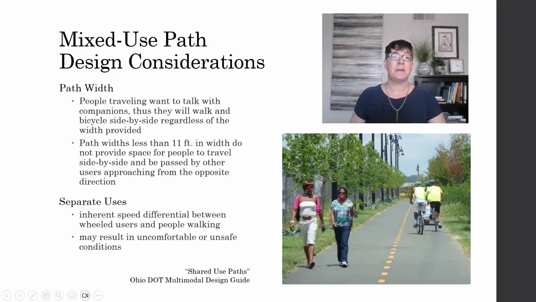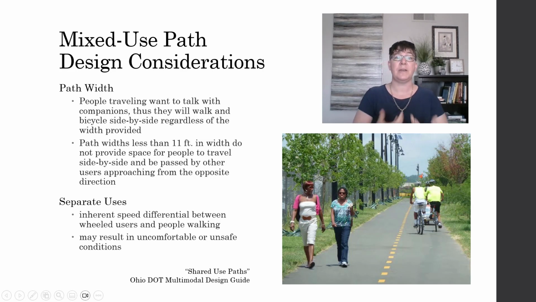So let's start out by talking about the mixed use paths. These are paths that are used by both pedestrians and bicyclists. A couple of design considerations, and the first one is path width. We talked already about how people are social animals, and they want to talk with their companions. They're going to walk and bicycle side by side, no matter if there's room for it or not. So provide enough room for it.